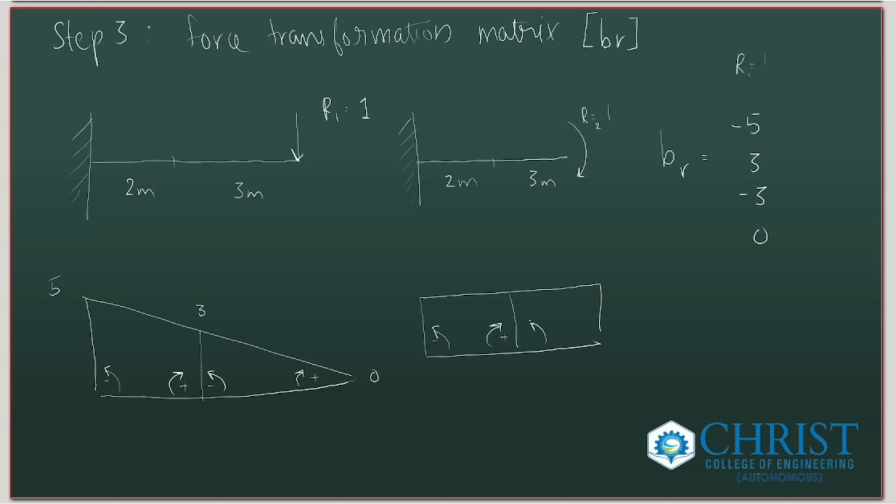Now, putting in our sign convention, the value throughout would be 1. So the force transformation matrix value for R2 equals 1 would be -1, 1, -1, and 1. Now we have obtained the force transformation matrix as a whole.